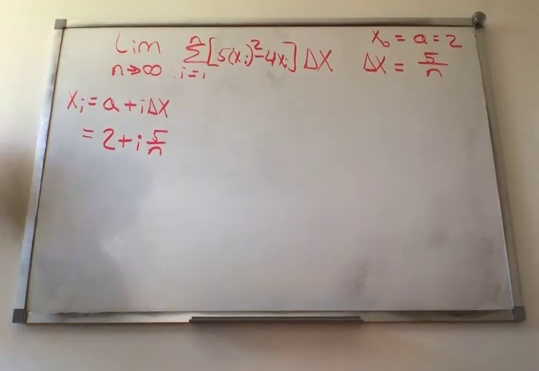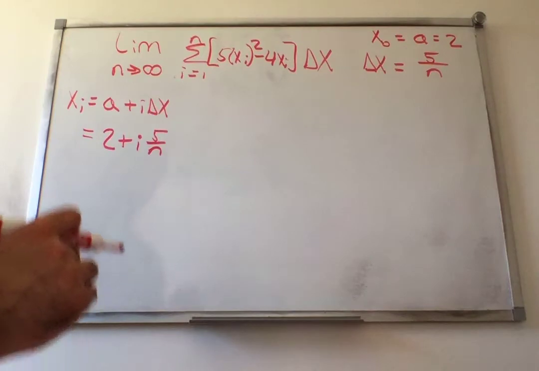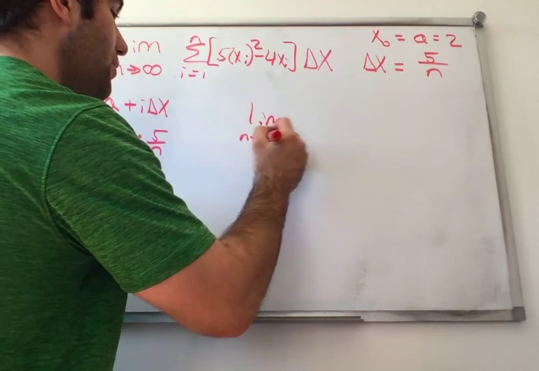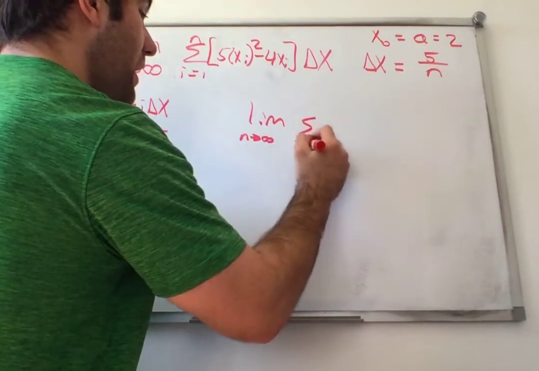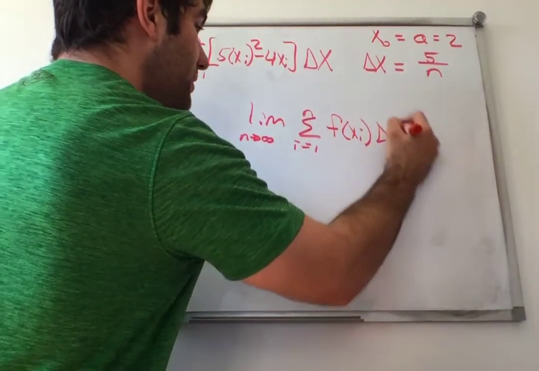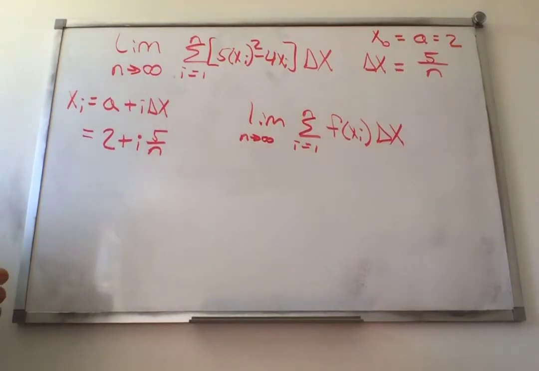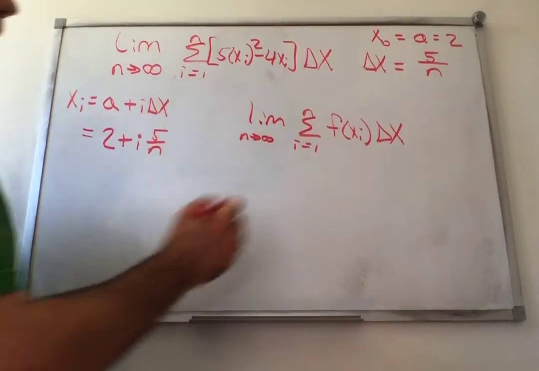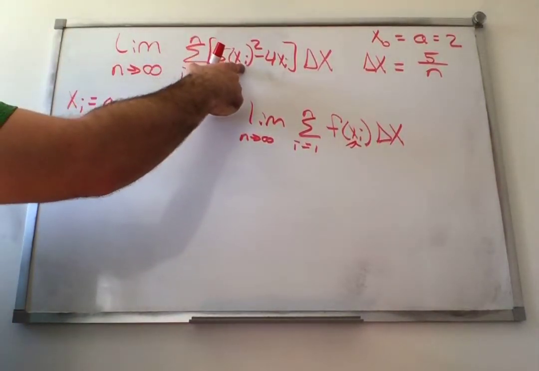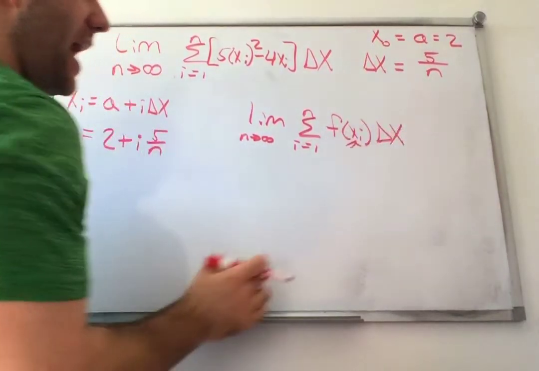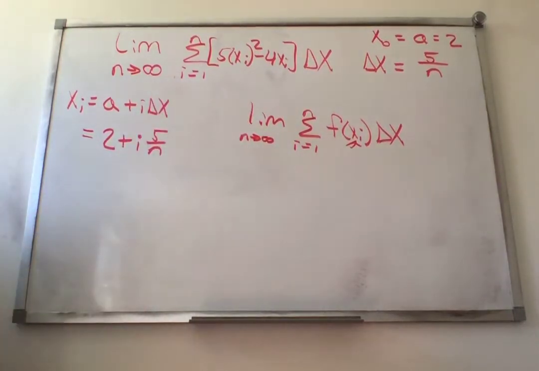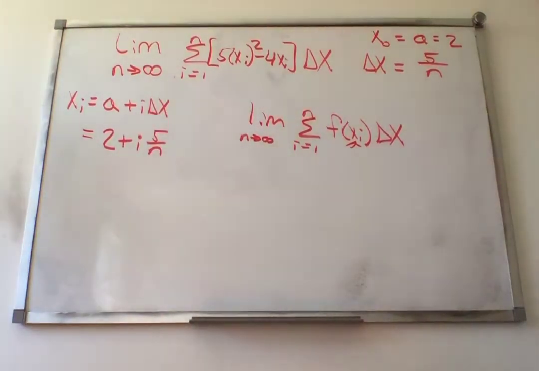So here's each x sub i. Now, let's look at the definition real quick for an integral. The limit as n goes to infinity of the sum i equals 1 to n of f of x sub i delta x. I have to take x sub i, plug it into the function, and multiply it by delta x, and when I do all that, I'll be able to take the limit and I'll get an answer, okay? So this is going to get a little messy.